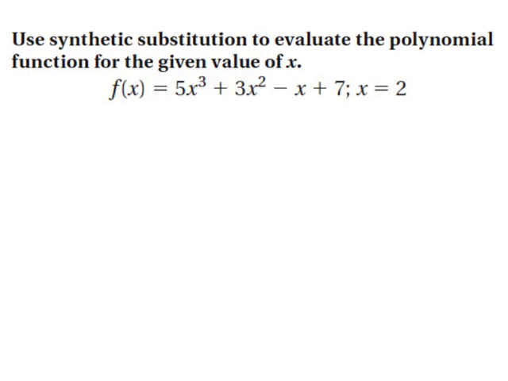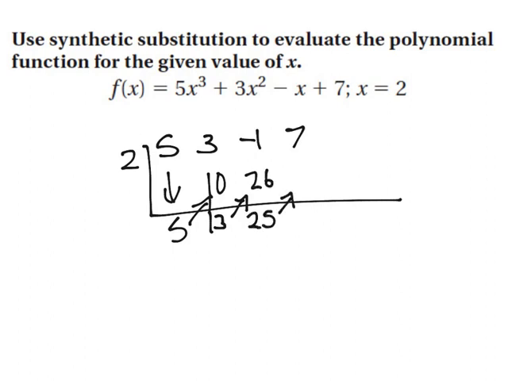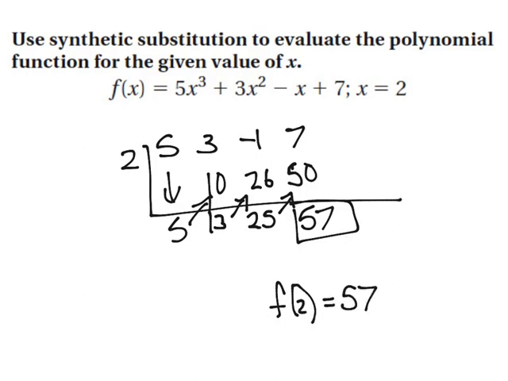Use synthetic to do this one. Again, it'd be 2, we L, and then it's 5, 3, -1, 7. All of my degrees are represented, so I drop the first one, I multiply it by 2 and I get 10, I add, I multiply it by 2 and I get 26, I add, I multiply it by 2 and I get 50, I add and I get 57. So f of 2 equals 57.